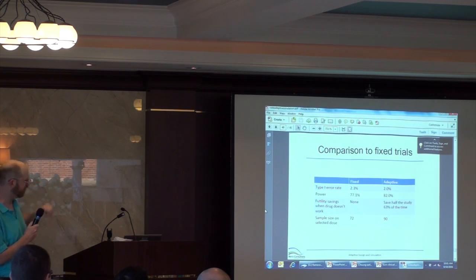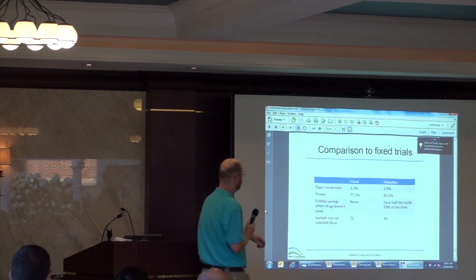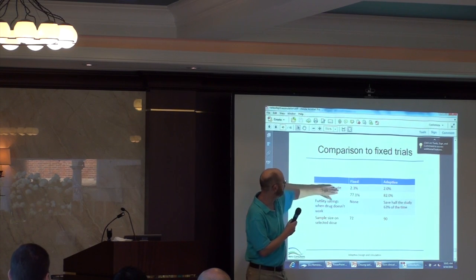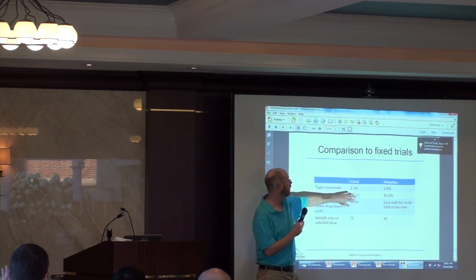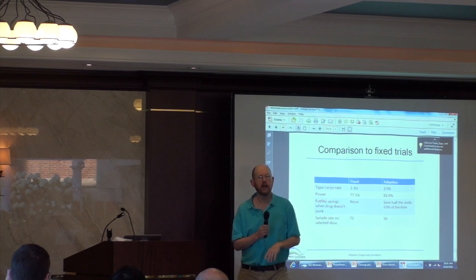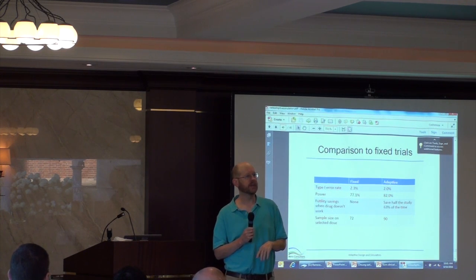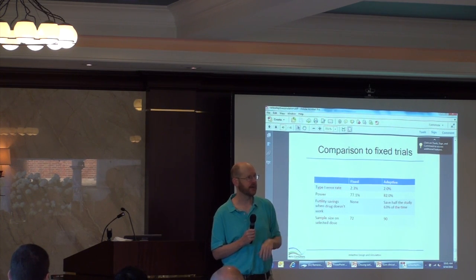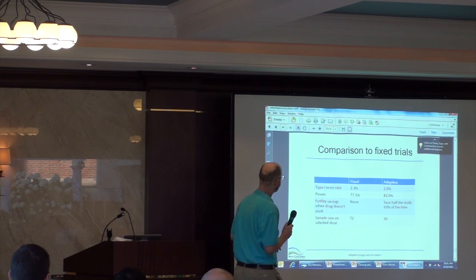A comparison to fixed trials here. The type 1 error rate was 2.3%. We think it's now about 2%. It should be a little bit lower. I can say I haven't estimated that perfectly, but it's a little bit lower.